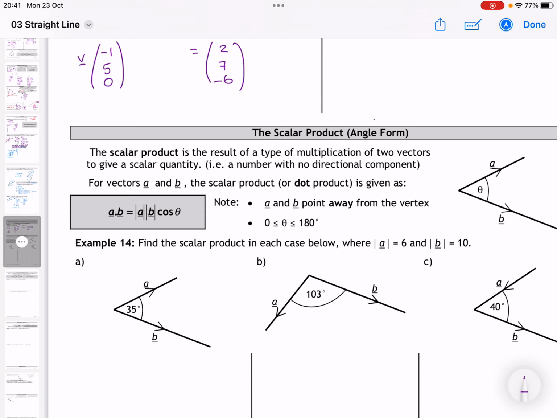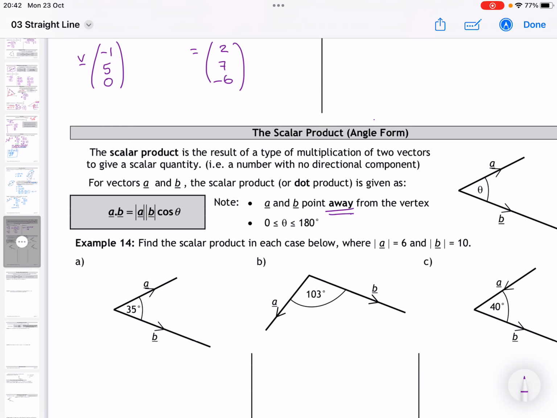For vectors a and b, the scalar product, also known as the dot product, not many people call it that anymore, is given as a dot b, that's how we say it, okay? a dot b, hence why it's called the dot product, because a dot at the bottom means multiply. a dot b equals the magnitude of a times the magnitude of b cos theta, where theta is the angle between, and the vectors have to be pointing away from the corner.